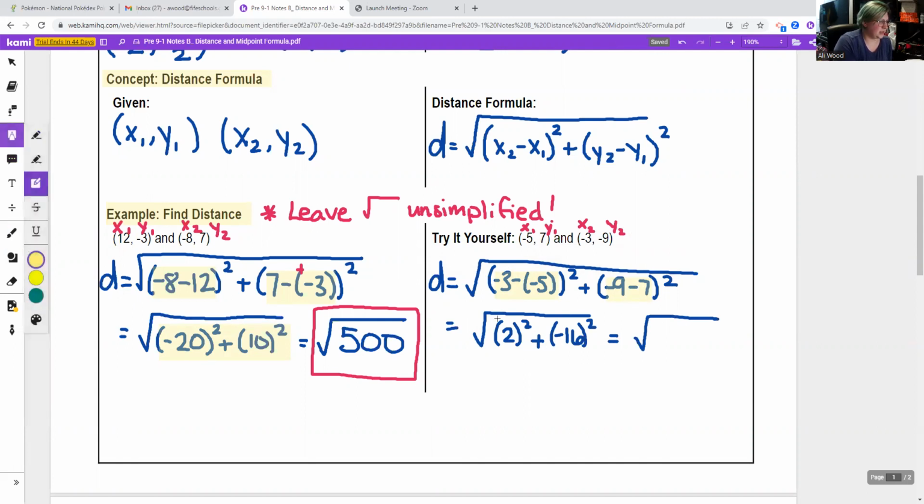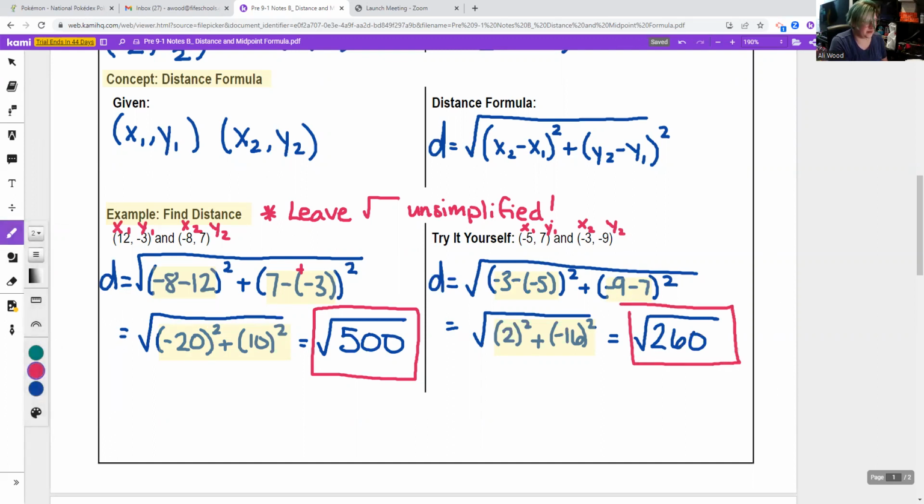And now we're going to plug that into our calculator, which I need to pull up real quick. So 2 squared plus 16 squared, and we get the square root of 260. And again, we are not simplifying it. We're leaving it unsimplified. So that's going to be our final answer.